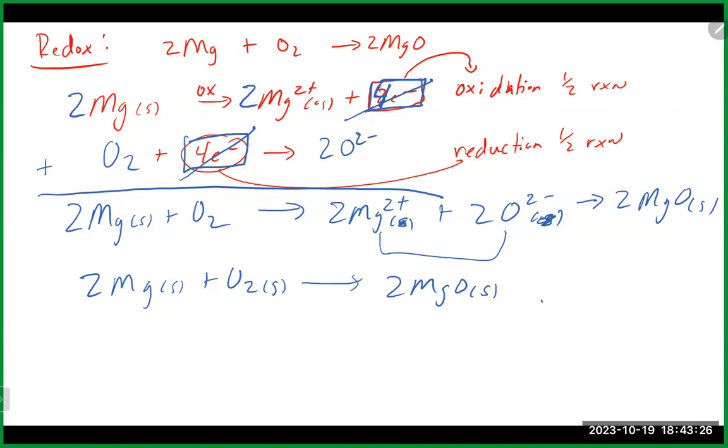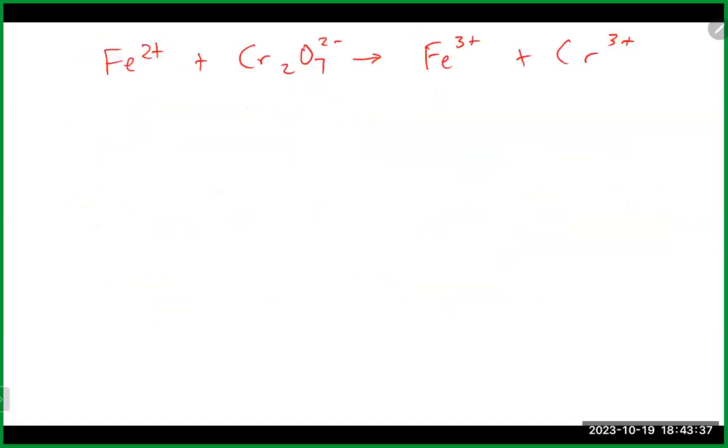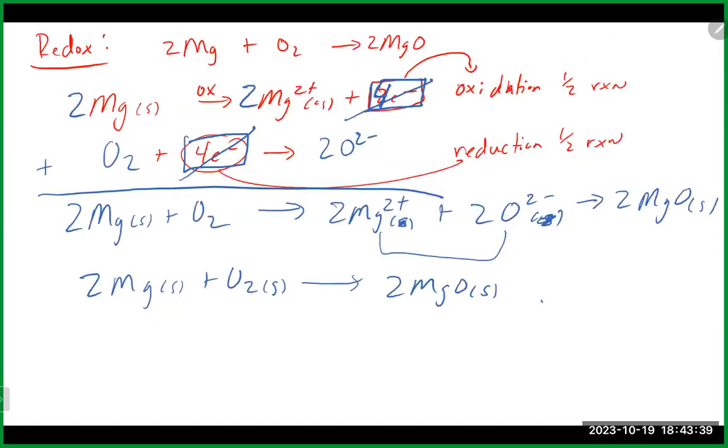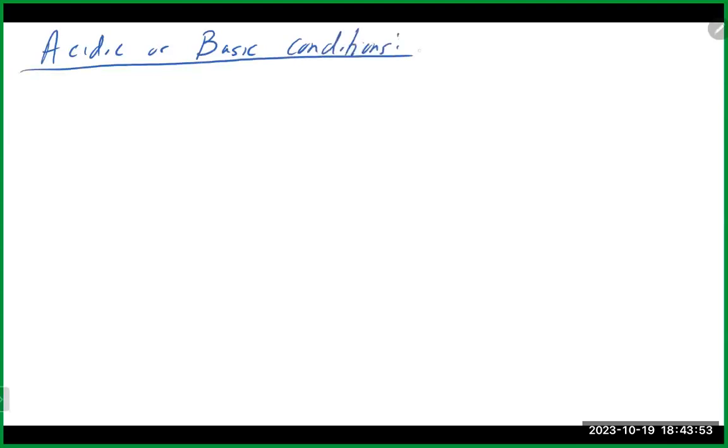Questions on that there? All right, so let's talk a little bit about how we balance redox reactions in either acidic conditions or basic conditions, which is a little bit more involved. So if it is acidic or basic conditions that we want to balance these in, there are several steps that you have to follow.